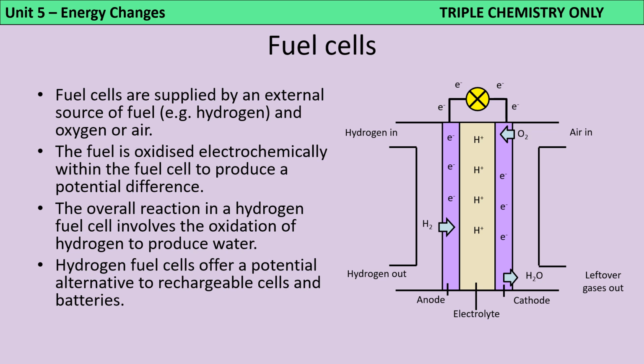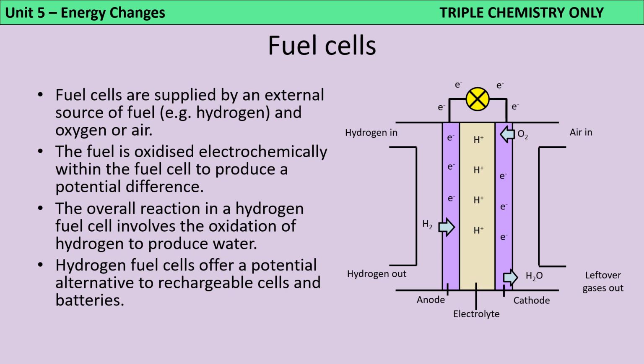So in the hydrogen fuel cell, the hydrogen is oxidized electrochemically. What that means is we're not actually heating it up and reacting it with oxygen, which would release a huge amount of energy, but in a very inefficient way and would also be quite dangerous. Instead, we've got this electrochemical process going on.